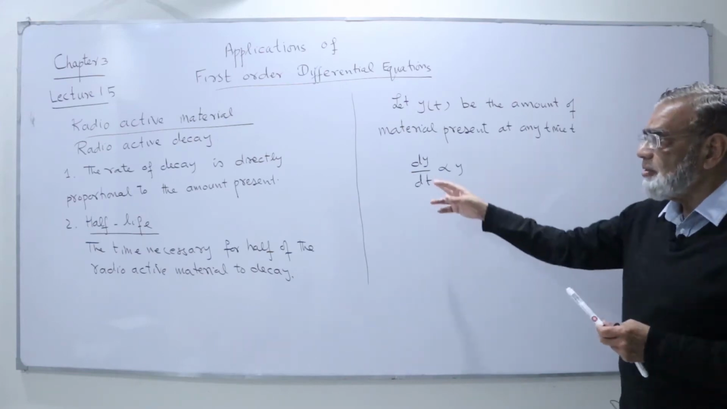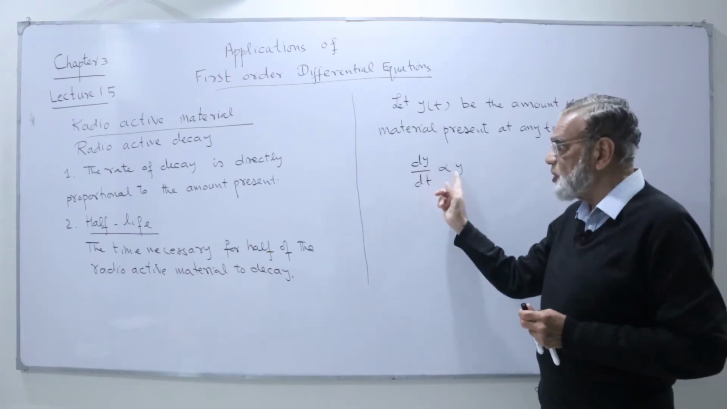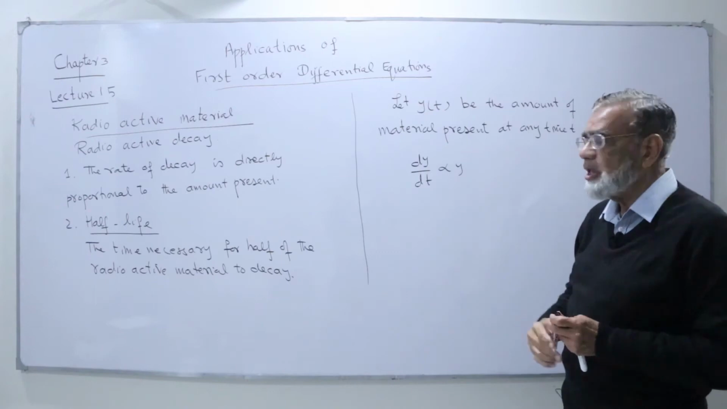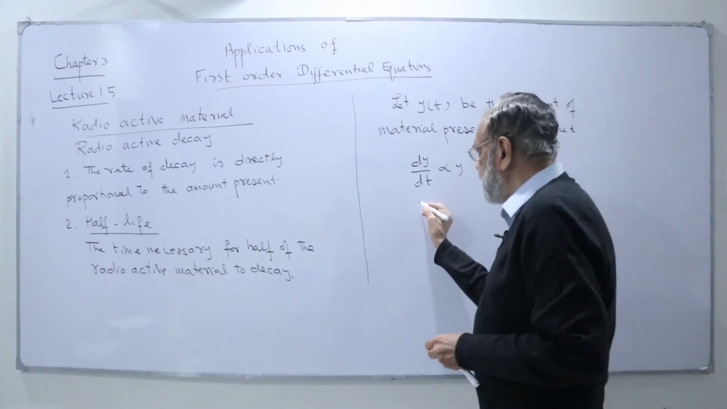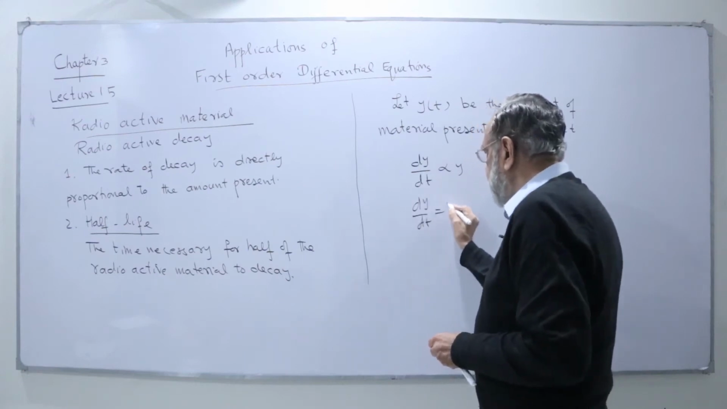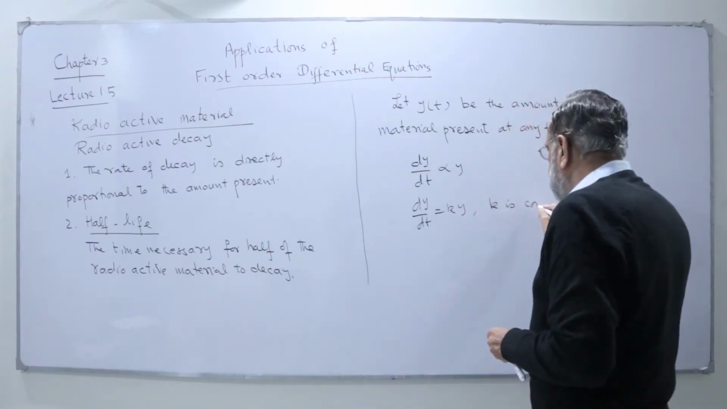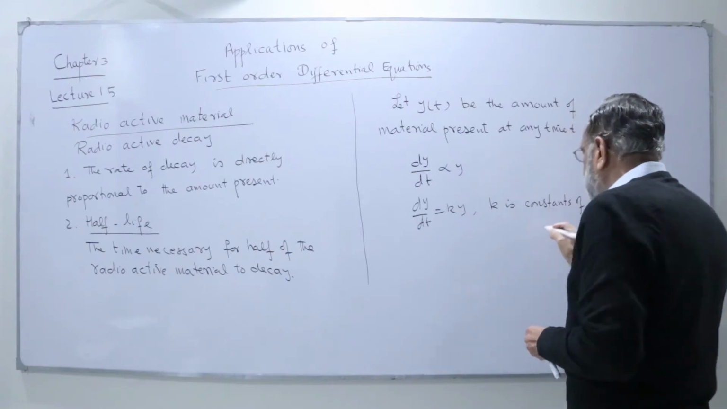So we use this and we say if y(t) is the amount of the material present at any time t, then we have the rate of decay, that's dy/dt. Y is decaying proportional to the quantity present. So dy/dt is proportional to y. We change this to an equation as we did before. We write dy/dt = k y, where k is the constant of proportionality.